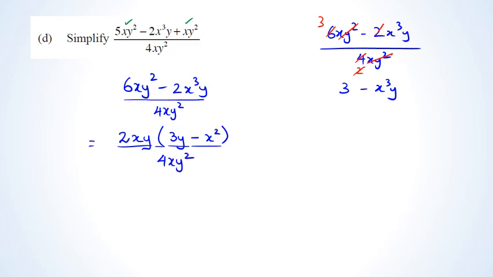Now I can start canceling things out. The x and x cancel out. 2 and 4 can be written as 1 and 2. The y and y leave me with y. So in the numerator, I have 3y minus x squared, and in the denominator, I just have 2y.